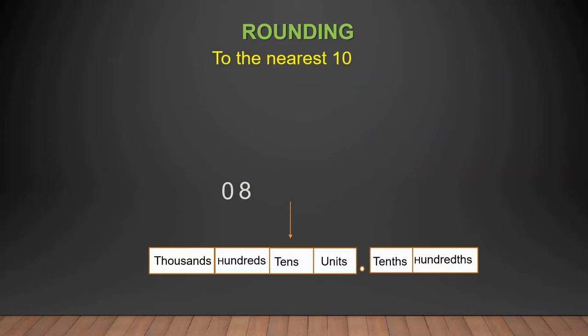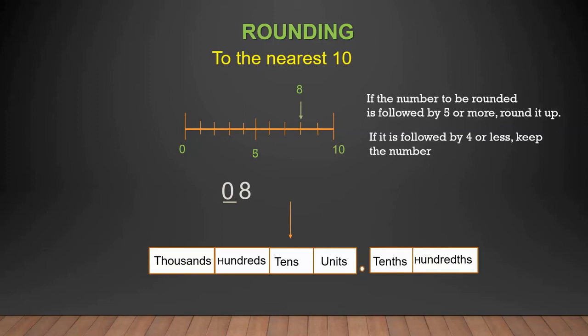So another example is 8. So that's 8. 0 is in the tens place value. So we're going to round it either to 0 or 10. 5 is in the middle and 8 is over there, which is near to 10. So the digit at the tens place is 0. It's followed by a number greater than 5. So 0 becomes 10. So round it up to 10.